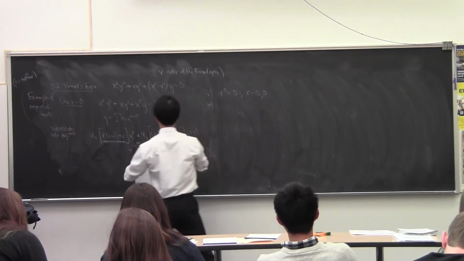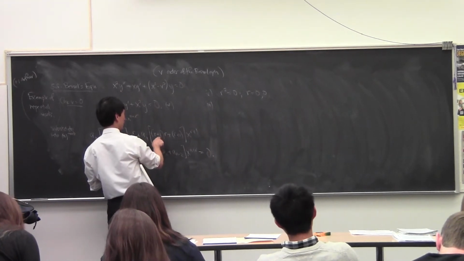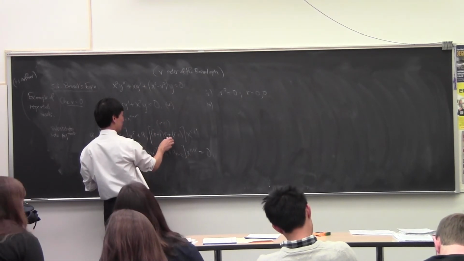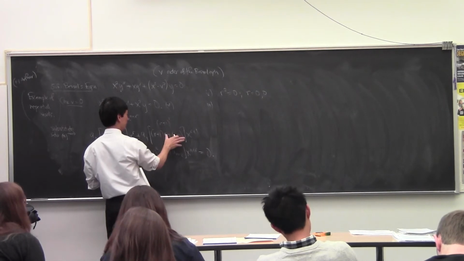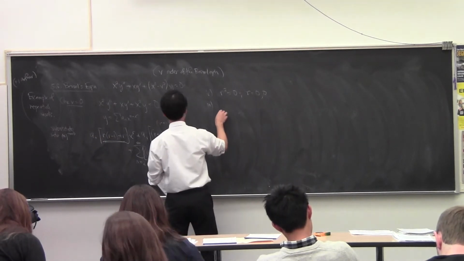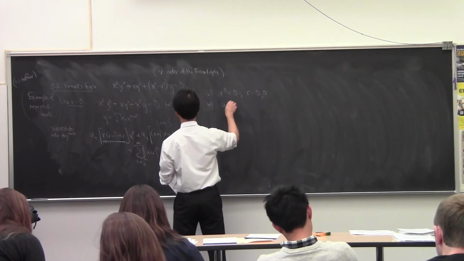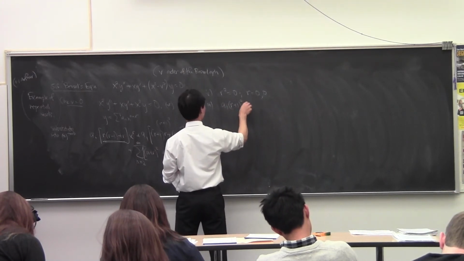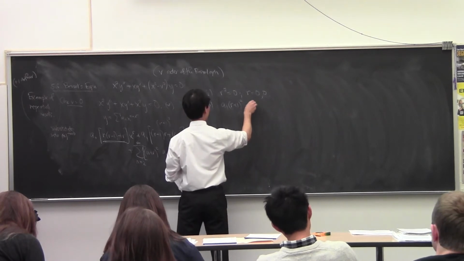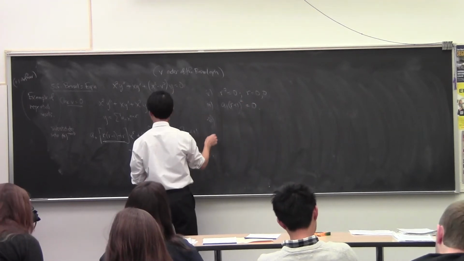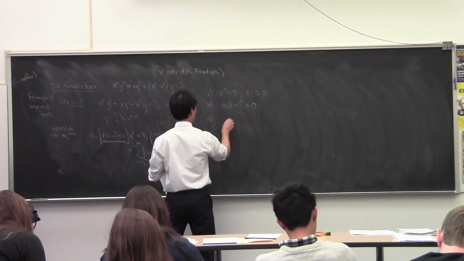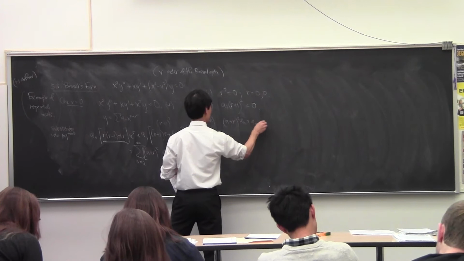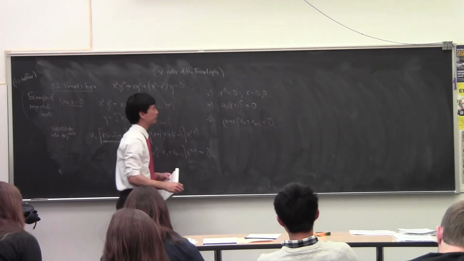What else do we see? This is r squared plus r, which is just r plus 1 times r plus 1. So we get a1 times (r plus 1) squared has to be equal to 0. And the third thing we get is that (n plus r) squared a sub n plus a sub n minus 2 has to be equal to 0.